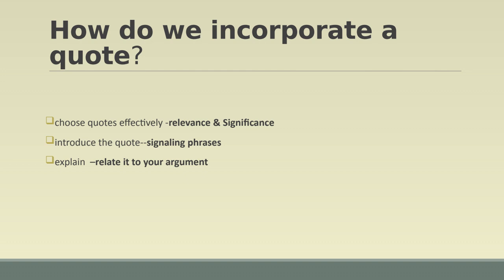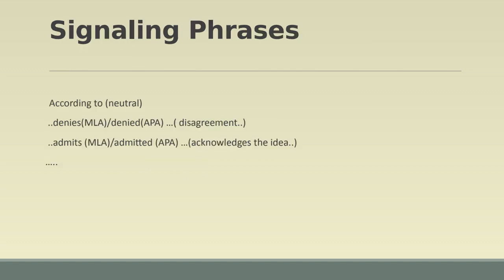So from this point, what are the signaling phrases? Here we have some examples of signaling phrases. According to, which represents the neutral point of view.